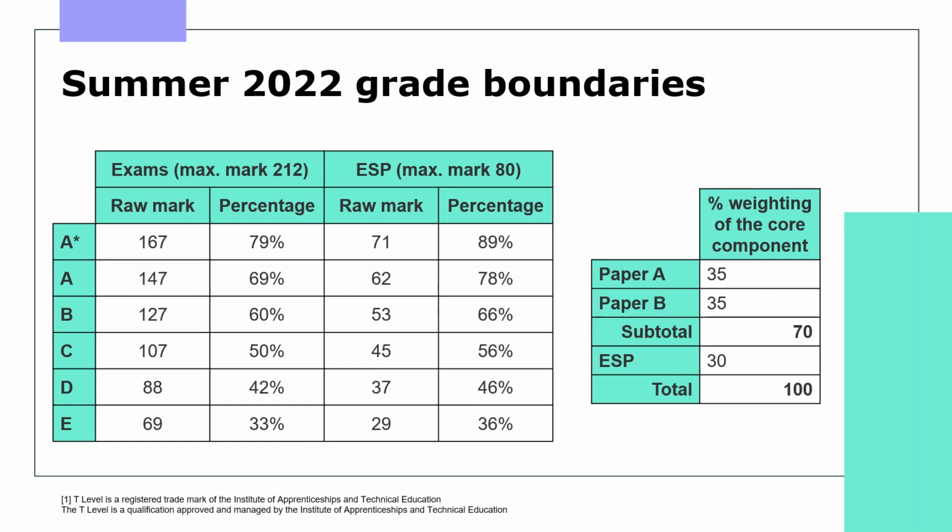Now, the very first sitting of these core assessments has just happened this summer, 2022. And here are the grade boundaries for the exam, for the employer set project subcomponent and also the exam subcomponent. Now, for easiness, I've converted the raw mark required in the assessment just into a rounded percentage. And we can see here 36% was needed for an E grade in the employer set project from the summer.